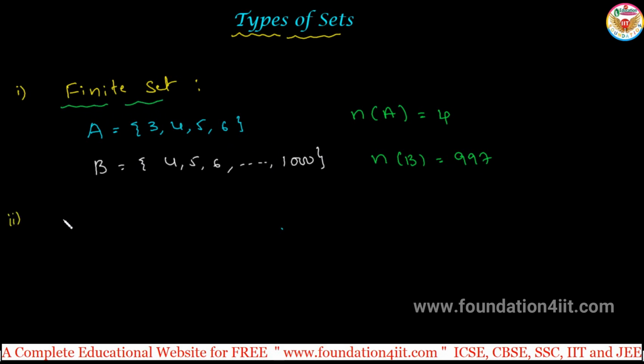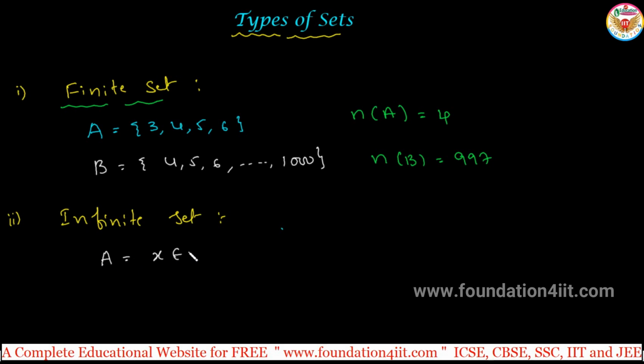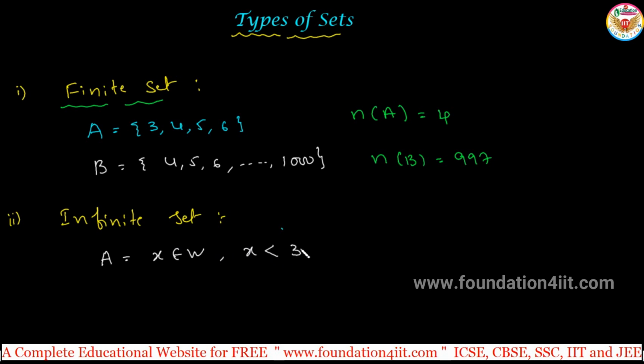And the second one, the infinite set. Infinite is exactly the opposite of the finite. A set which is not finite is called an infinite set. That means let us take set A, x belongs to whole number. So some infinite set we can take. x belongs to whole number, but x is greater than 3. So 4, 5, 6, and so on. So it's an infinite set.